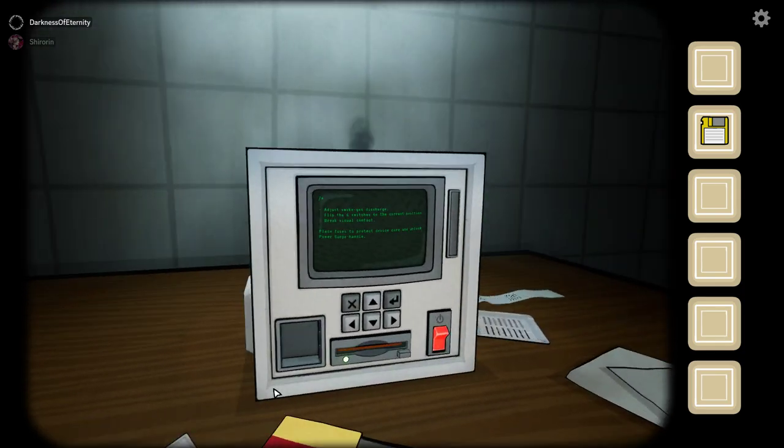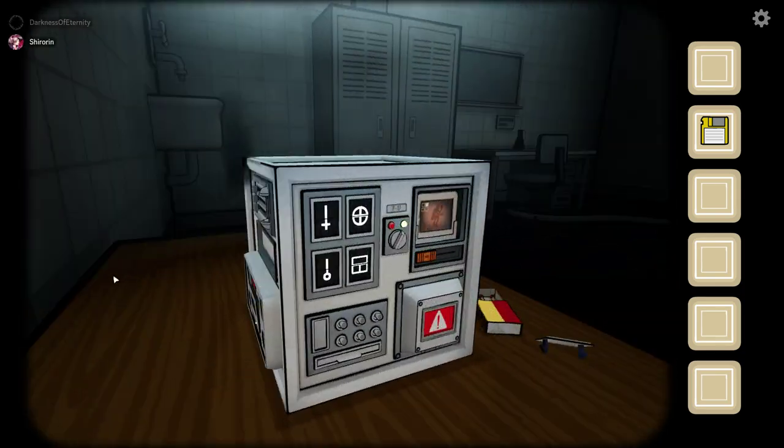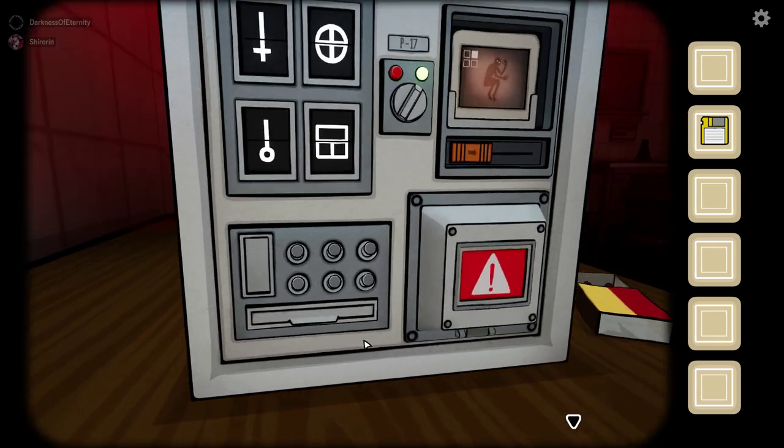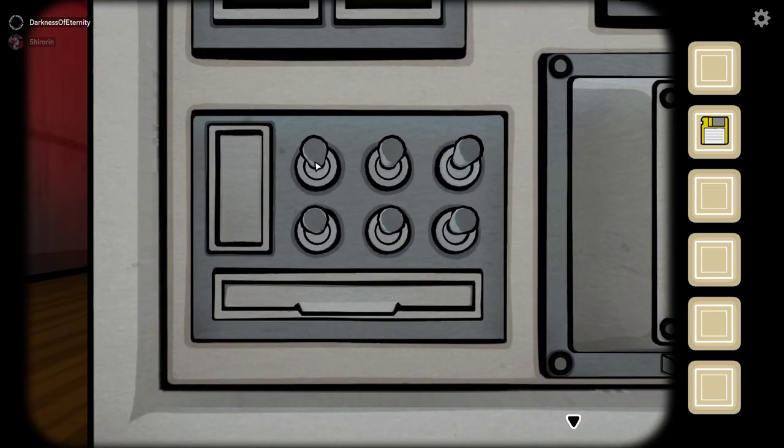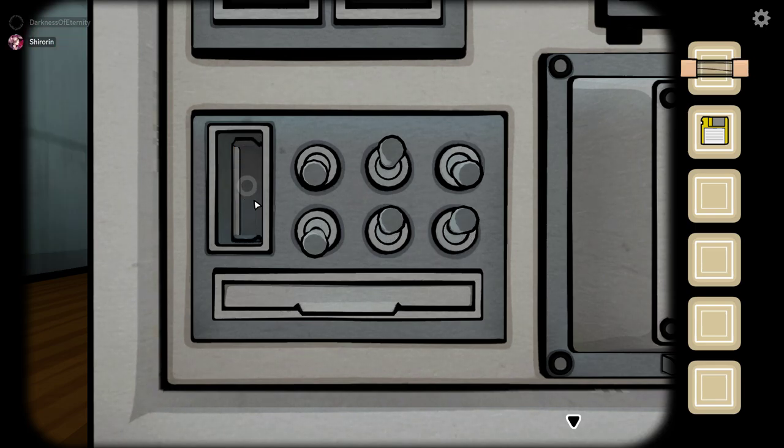Okay, so I have the 6 switches. Oh, okay. The top is down, up, down. Down, up, down. Yep, and bottom is down, up, up. Oh, I got a fuse.